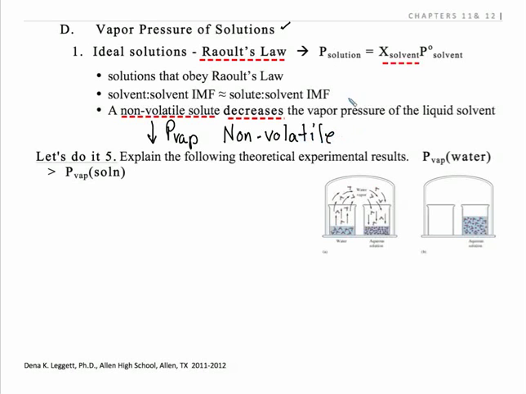And what Raoult said is that the vapor pressure, the pressure of the vapor above the liquid, is going to be equal to the mole fraction, be very careful here, of the solvent, not the mole fraction of the solute. That's a little unusual, I think, times the original partial pressure of the solvent.